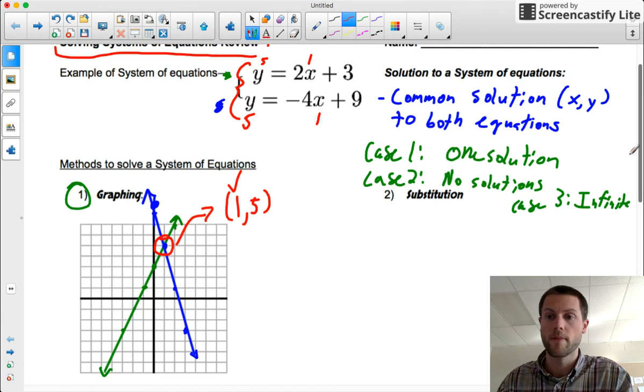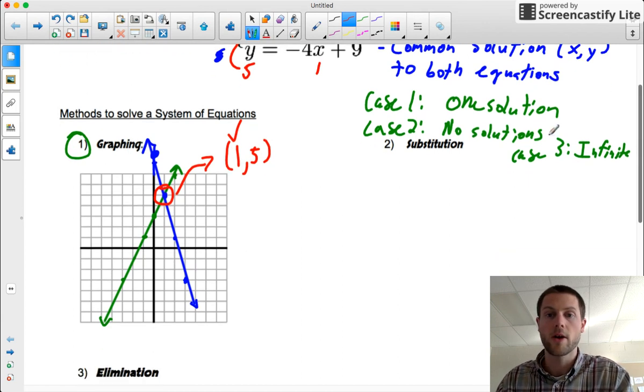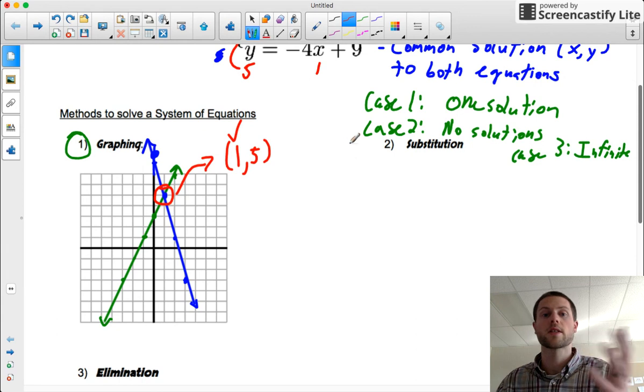That's graphing. Now, let's talk next about solving using substitution. We'll do that in the next video.